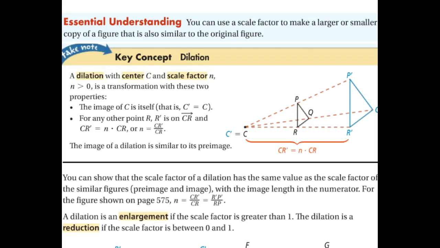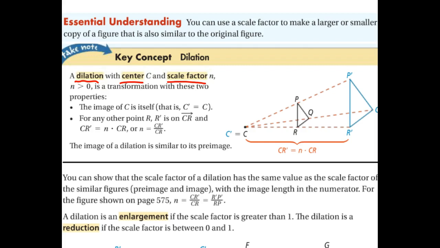Basically, this lesson is going to be about the idea that we can use a scale factor to make something larger or smaller that's going to be similar to what we began with, okay? So when we have a dilation, where it is written right here, we're always going to have a center and we're always going to have a scale factor. The center tells you where those distances are being increased or decreased from, and the scale factor tells you how much bigger or how much smaller you're going to make your shape.